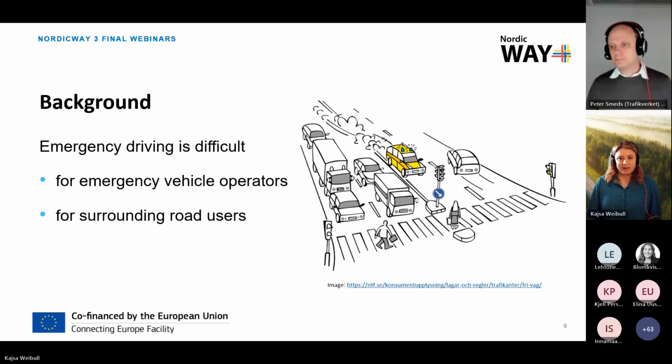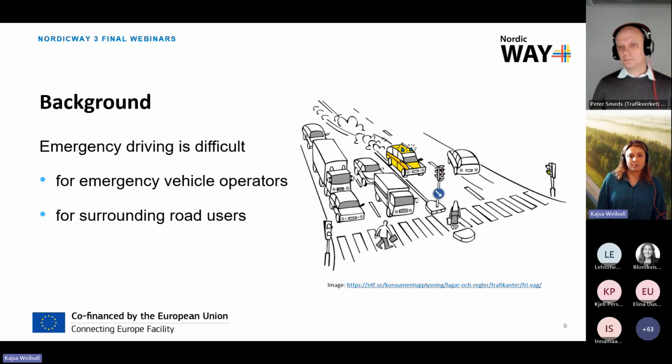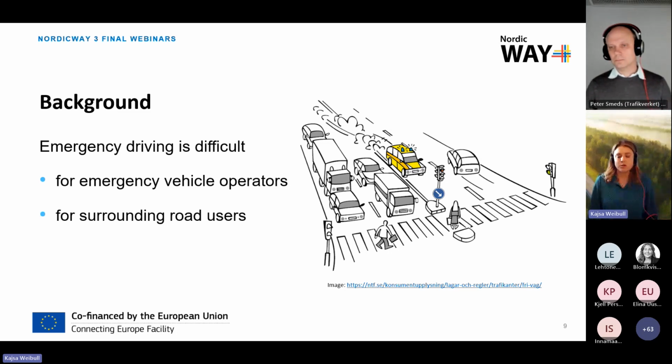And even though it is very difficult for the emergency vehicle drivers, we still have the surrounding road users. And this interaction between those types of vehicles creates accidents. And in Sweden, we have about 2 to 3 deaths per year from emergency vehicle accidents. And to my knowledge, the civilian drivers want to do good. They want to move over in time, but they are not sure about how to do it and when to do it.